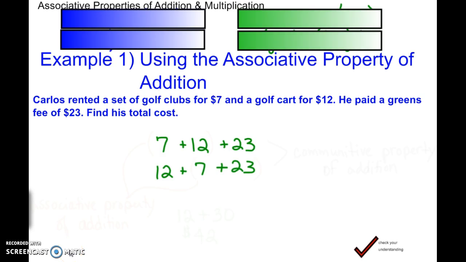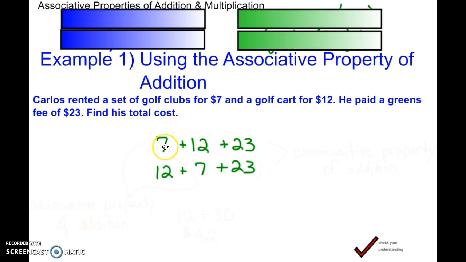Now let's try an example. Carlos rented a set of golf clubs for $7 and a golf cart for $12. He paid a greens fee of $23. Find his total cost. Notice I wrote my expression in the same order that I was given. But if I go in order of operations, 7 and 12 would be first from left to right. That would give me 19, and 19 plus 23 is not very quick of a sum.